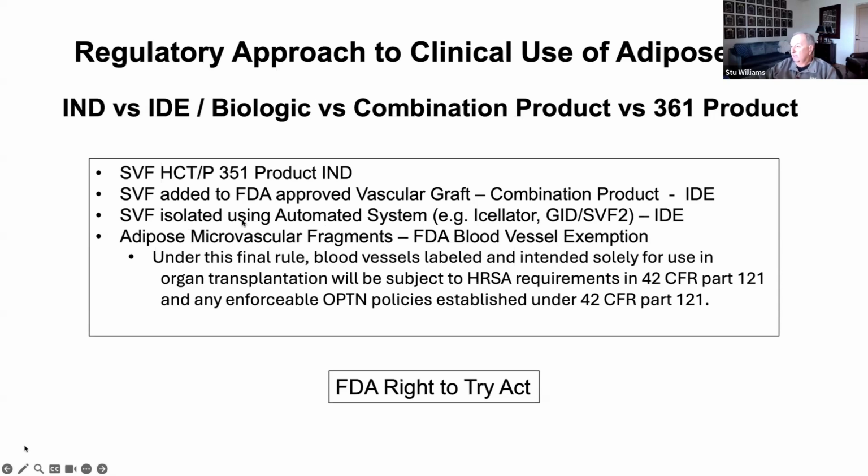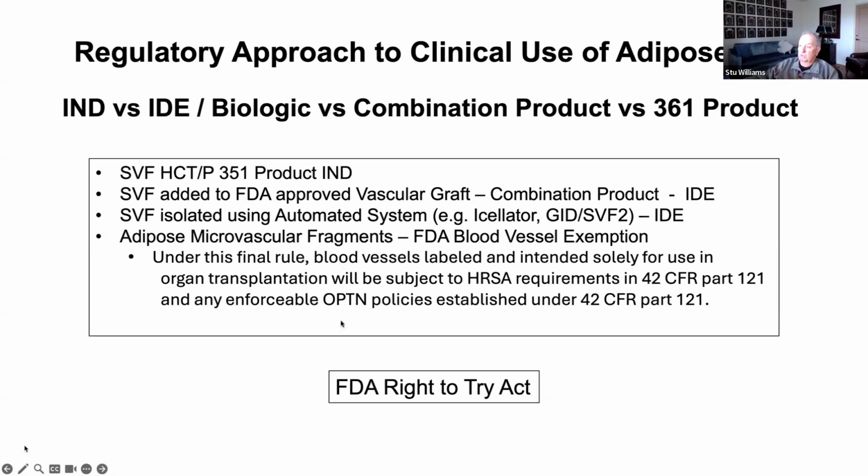If you take the SVF and you isolate it according to an automated system, two examples are the Tissue Genesis Isolator system and the GID SVF2 system, all of their clinical trials are being performed under IDEs. And then adipose microvascular fragments themselves should be regulated by FDA through the blood vessel exemption. So I encourage any of you who are in clinical trials who might want to try that out with the FDA, give it a try.